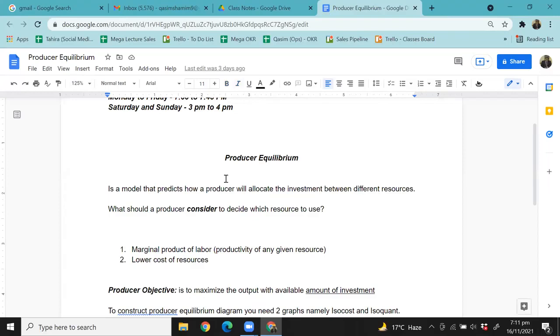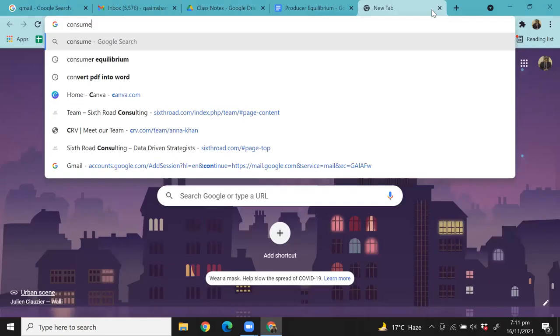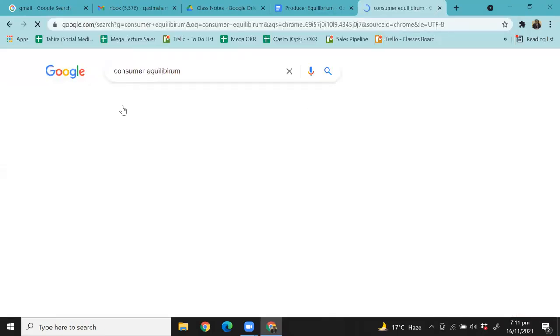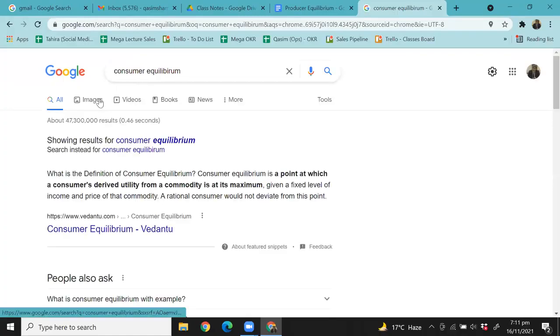Before this, we talked about consumer equilibrium, where we discussed how consumers maximize their total utility. What is utility? Utility is the satisfaction that consumers get from their consumption. And we looked at this graph, this model, where we discussed how consumers maximize their utility. In that model, we looked at two graphs: the budget line and the indifference curves.